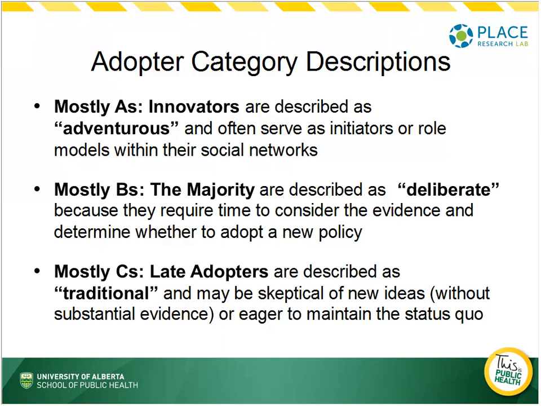So they may not be the first out the gate, but they're often the first to begin doing evaluations and using evaluative evidence. Mostly C's, these are later adopters, and they are described as traditional. They may be skeptical of new ideas without substantial evidence in hand to support the adoption, or they may be eager to maintain the status quo in their setting or organizations for a whole host of reasons. These later adopters are often the ones that provide the impetus for the strongest, most reliable evaluations of policies. So they play a very important role in the policy continuum as well.